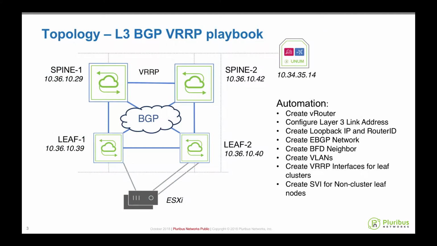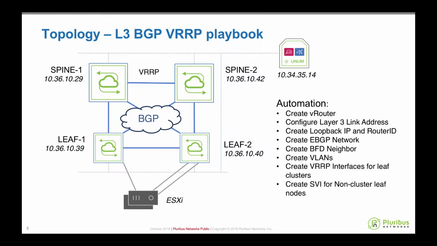As you can see in our setup, we have 4 switches and a 2-leaf, 2-spine Layer 3 topology. For our walkthrough, we'll be using the Layer 3 BGP VRRP playbook to build the physical underlay. This is one of several playbooks available to choose from based on your network design preferences.